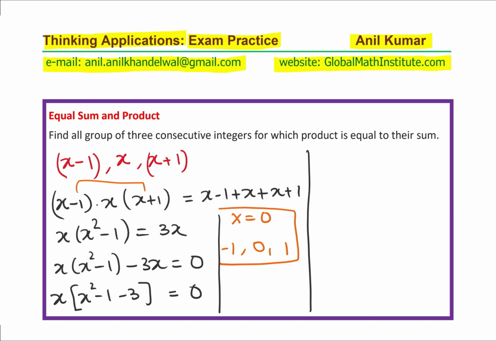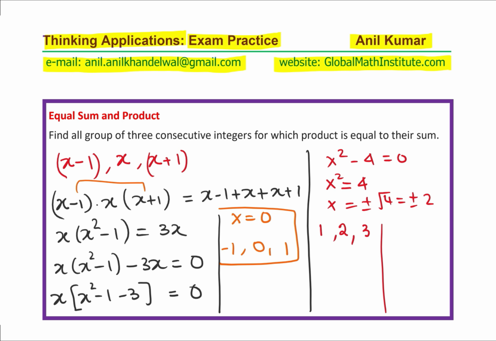For finding the other set, I have to equate x squared minus 1 minus 3, which is x squared minus 4, to 0. That gives you the value of x squared as 4, or x equals plus minus square root of 4, which is plus minus 2, right? So that gives you 2 other solutions. If x is plus 2, then we get a value before this as 1, and the next is 3. But if x is minus 2, then the value before is minus 3, and after that it's minus 1. Do you see that?